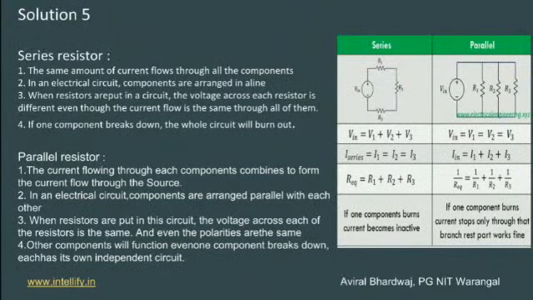In the parallel combination, the current flowing through each component combines to form the current flowing through the source. In the electric circuit, components are arranged parallel to each other. When one component breaks down, the others still function, as each has its own independent circuit. Means if the first circuit breaks down, then the second and third work continuously. So there is a benefit and an advantage. So parallel is better than series, that is the advantage.